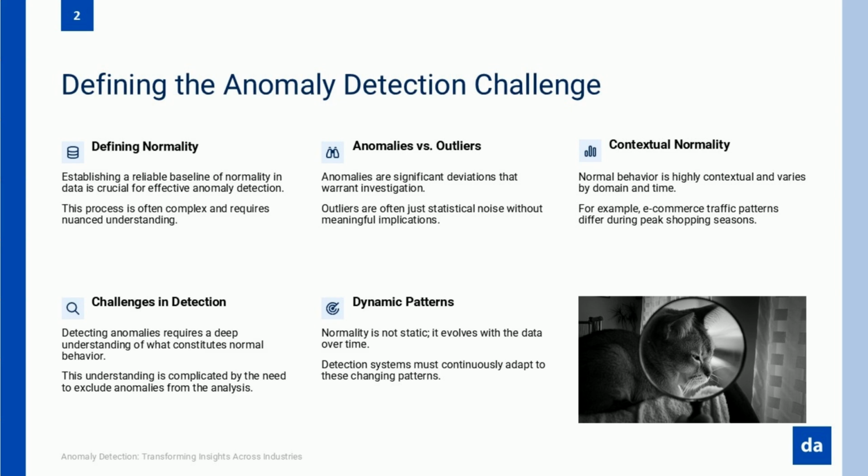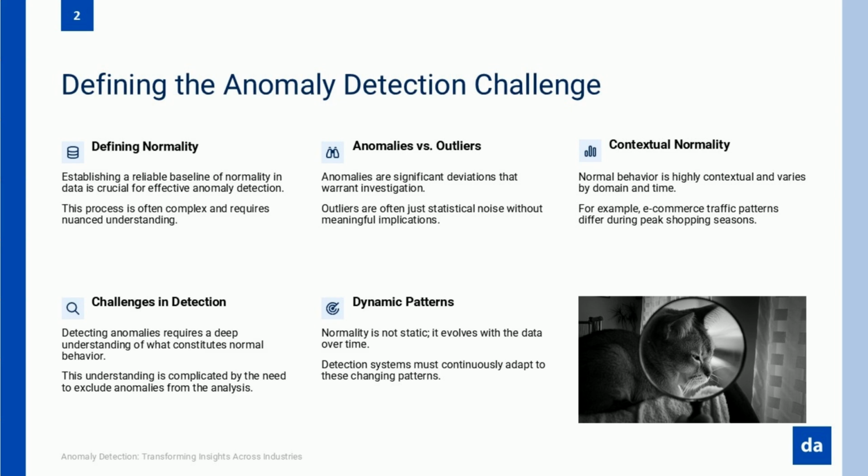You start with a basic definition of normality based on historical patterns, then refine it as you gain more insights from both the data and domain experts. This refinement process helps you distinguish between real anomalies that require attention and expected variations that should be incorporated into your baseline. Ultimately, defining normality requires acknowledging that it's not a static concept, but a dynamic one that evolves with your data.